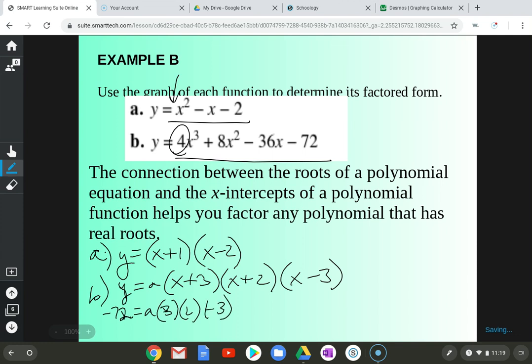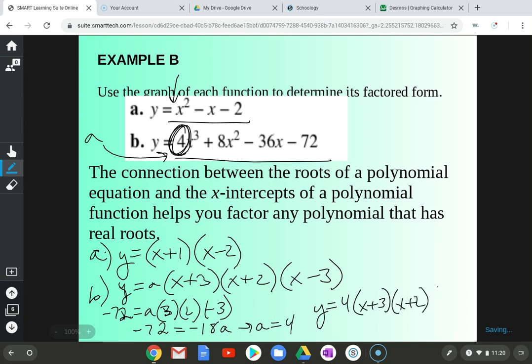So we get negative 72 equals negative, let's see, 9 times 2, negative 18a. And if you divide out, you're going to get a equals 4, which is the same thing as the coefficient here. So you can just bring that down. So our final equation is 4(x plus 3)(x plus 2)(x minus 3).